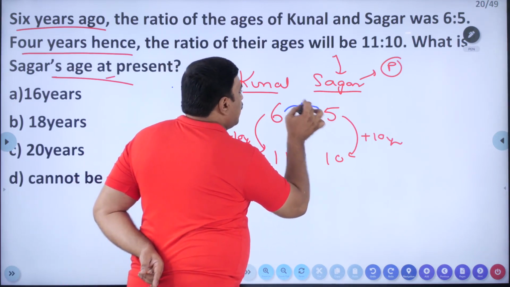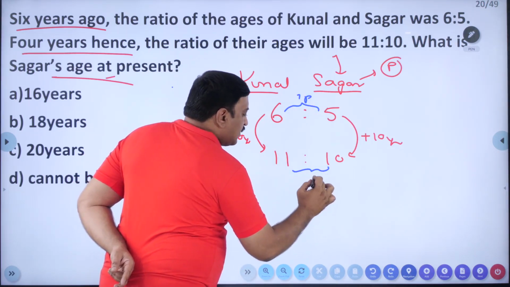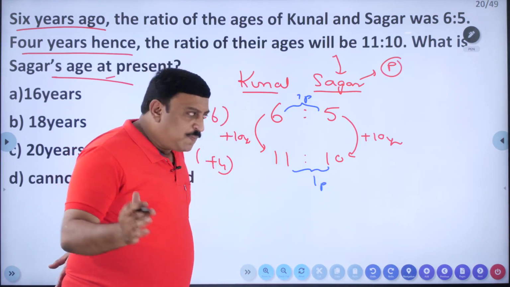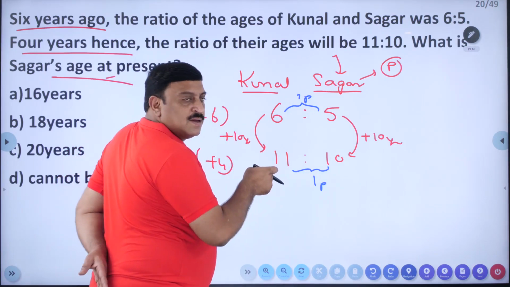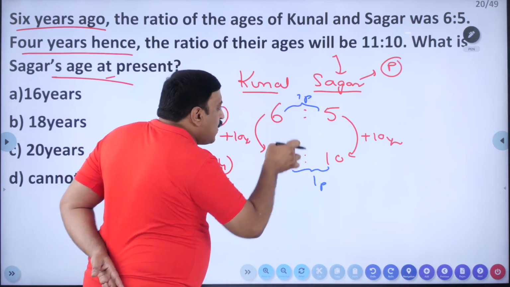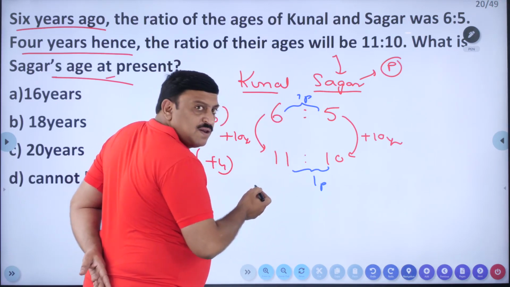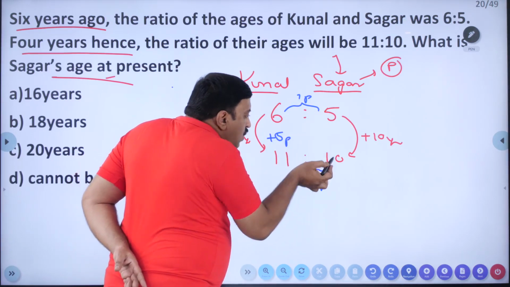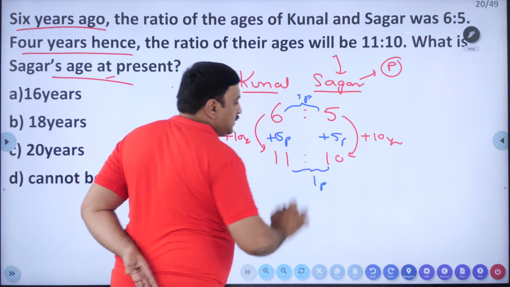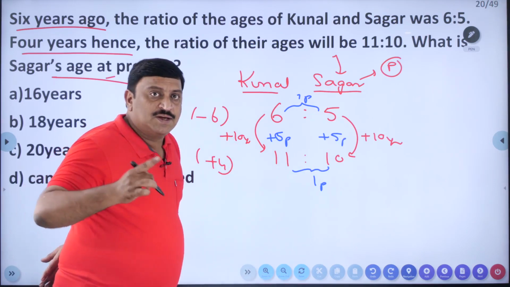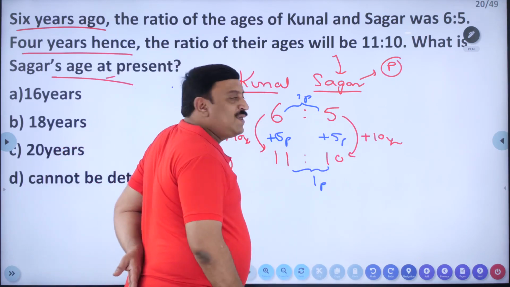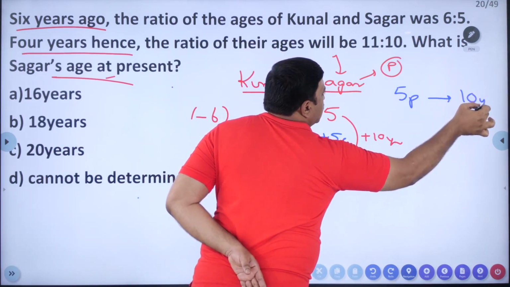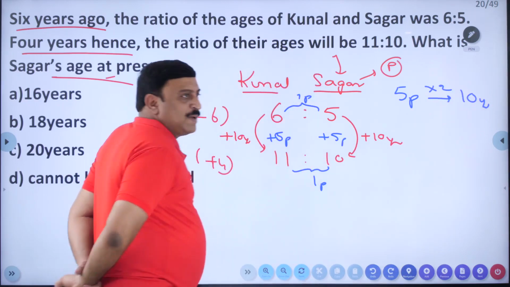6 and 5, that is one part. Here also 11 and 10, that is one part. Our job is done. Now see, this is already balanced, since the difference is the same. Just check: 6 plus how much is 11? That is 5, so 5 parts. 5 plus how much is 10? It is also 5 parts. So 5 parts of the ratio equal how many years? 10 years. 5 parts is 10 years, which means 5 into 2.